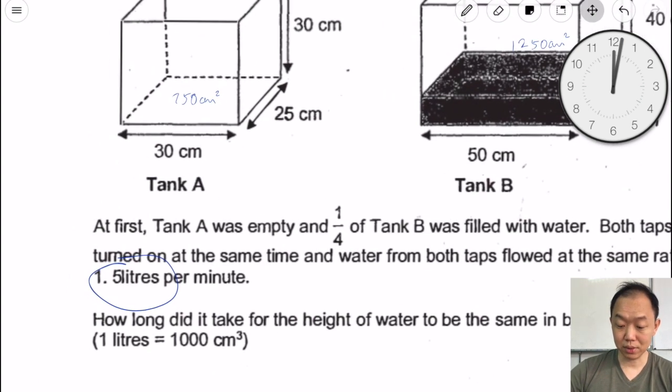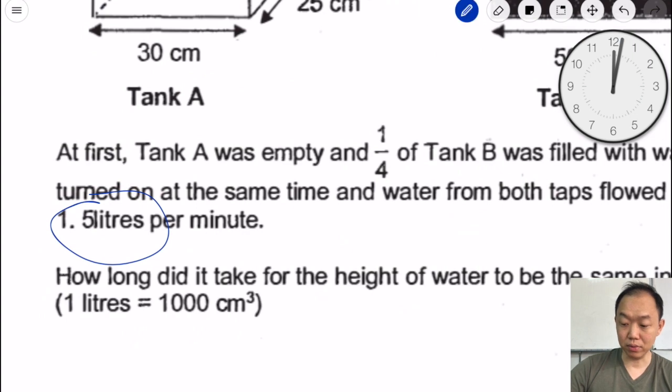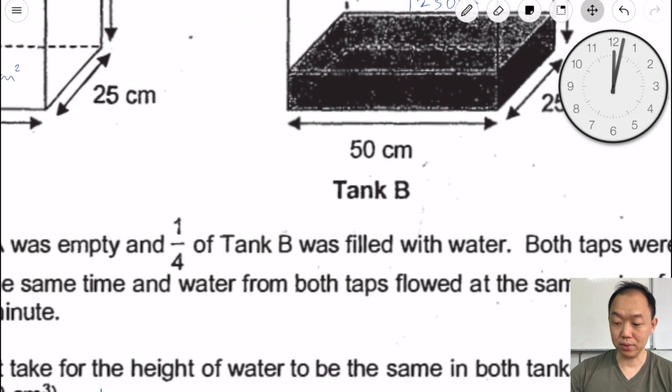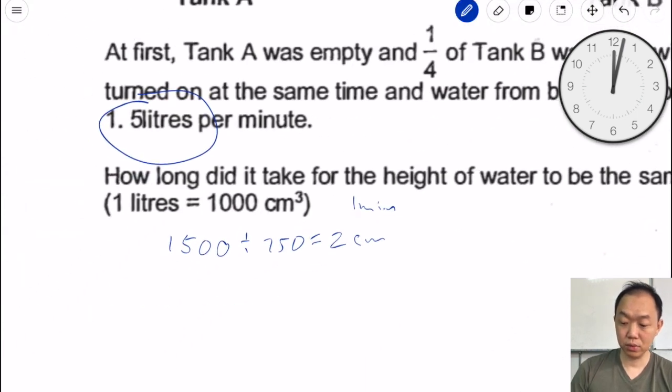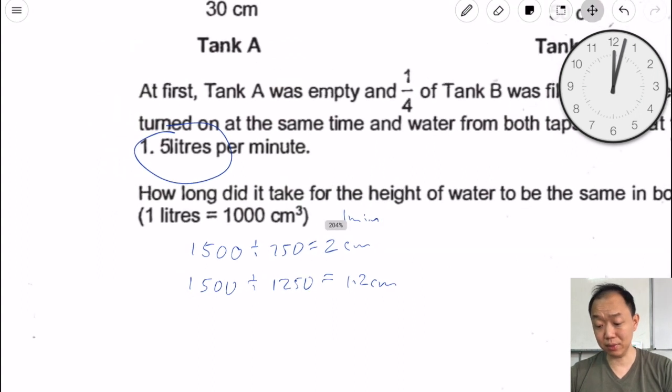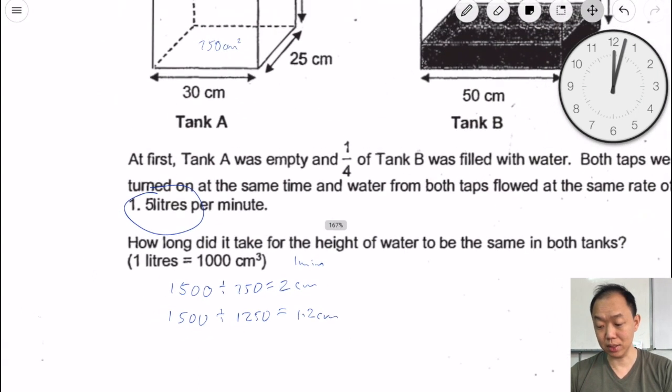So for the first one, I'm going to take 1.5 liters, which is 1500 divided by 750. That will give me 2. That means in 1 minute, the height of tank A is going to increase by 2 cm. Whereas for the second one, it's 1500 divided by 1250. So in 1 minute, the height is 1.2 cm.